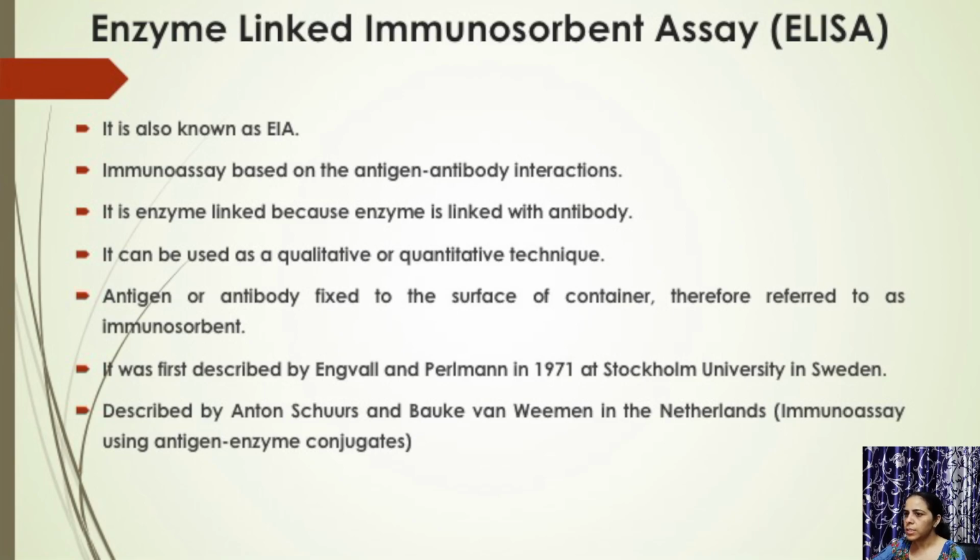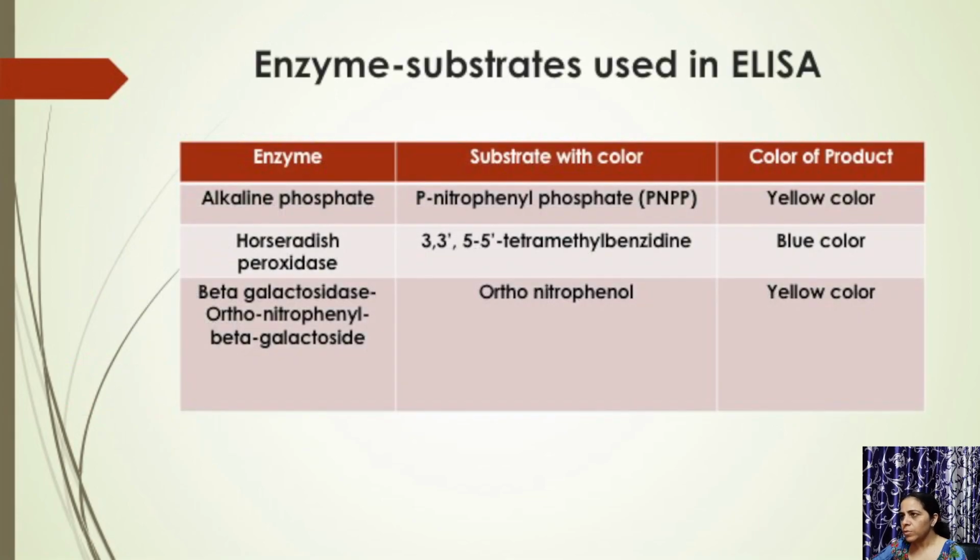It was first discovered by Engvall and Perlmann in 1971 at Stockholm University in Sweden. The enzymes which are linked in the ELISA are alkaline phosphatase, horseradish peroxidase, beta galactosidase. In this, the substrates are given.